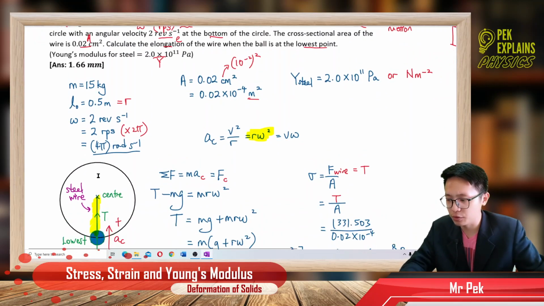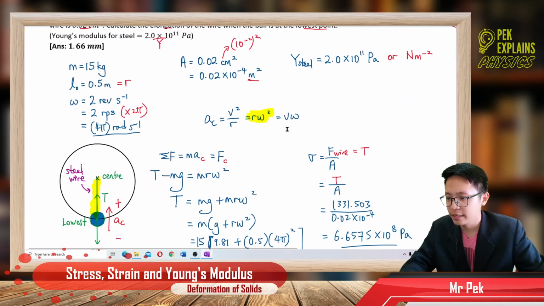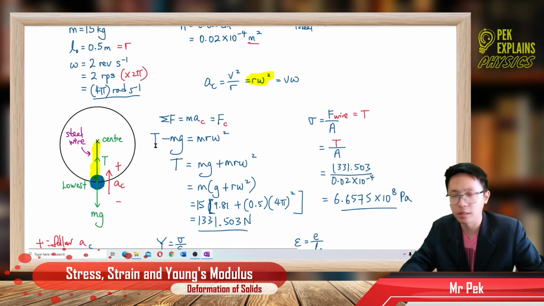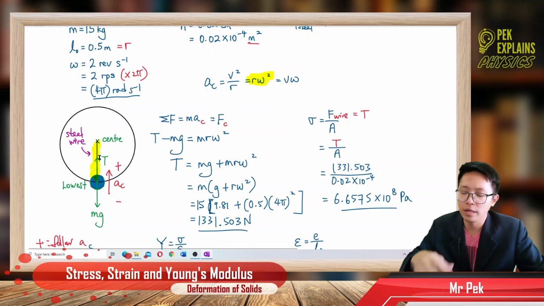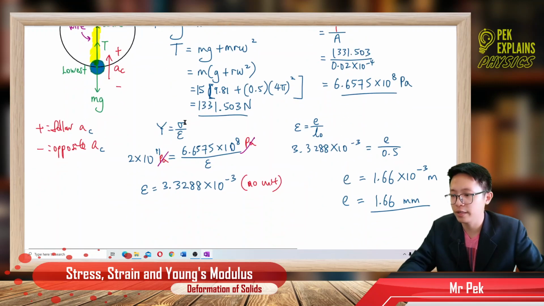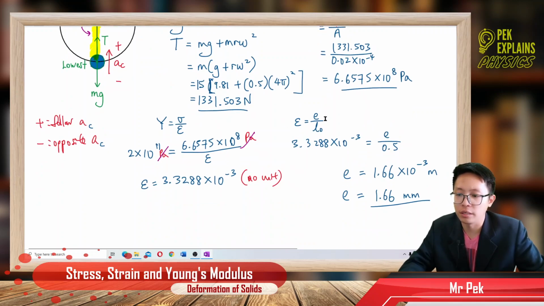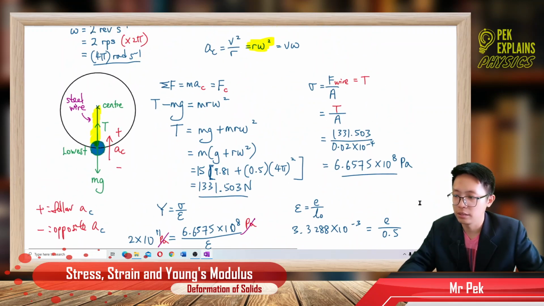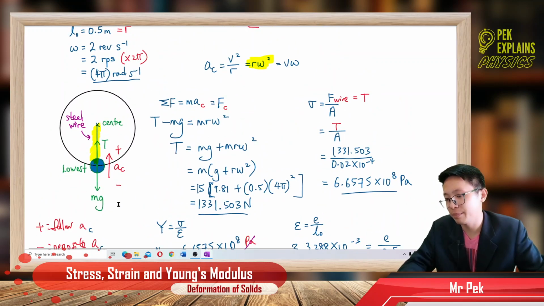So what you have to do is you always identify what situation is this. This is a circular motion. You do Newton's second law. Find out the tension in the wire. Once you have the tension, you can find the stress. Once you find the stress, you can find the strain. You can find the elongation. Okay. I think the hard part is over here. Yeah, you must understand the situation.